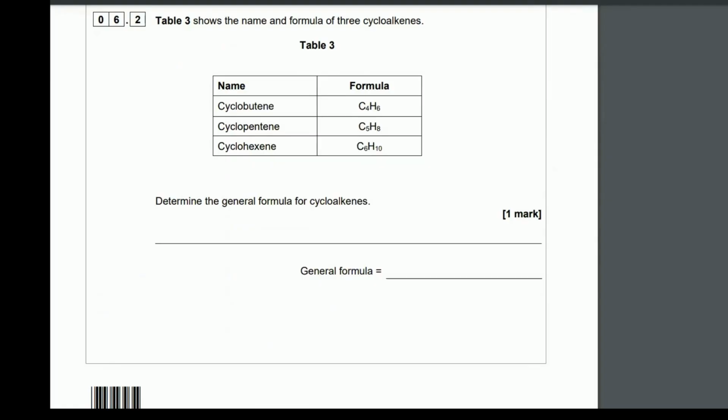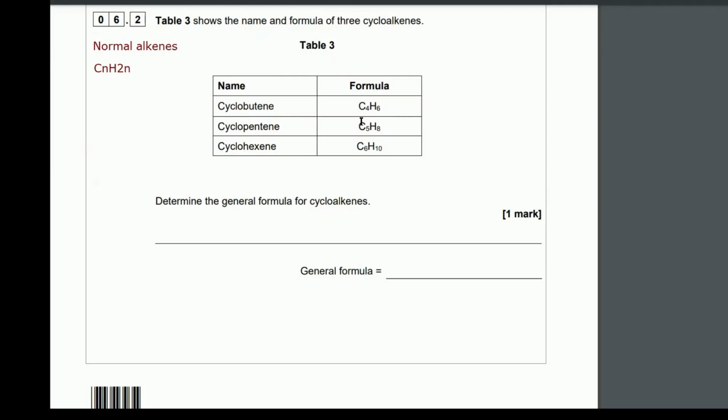6.2. Table 3 shows the name and formula of 3 cycloalkenes. We got cyclobutene, cyclopentene, and cyclohexene, which I just did. Determine the general formula for cycloalkenes. Oh, it's a little bit difficult. Now, we do know that normal alkenes, this is where you might get confused, have the formula CnH2n.